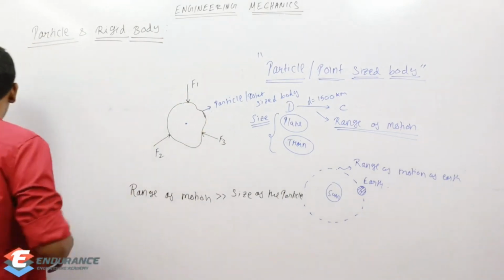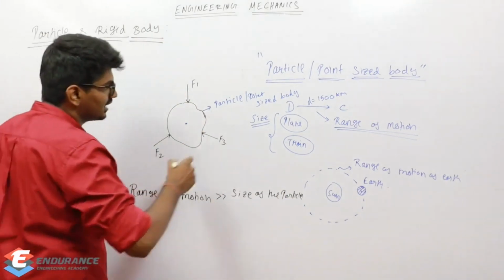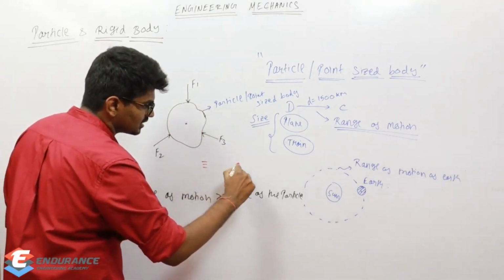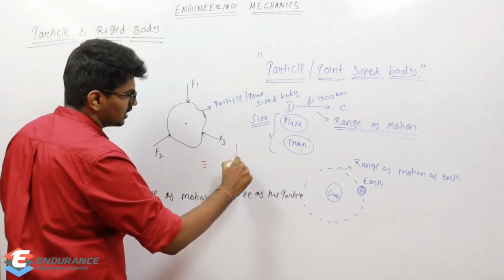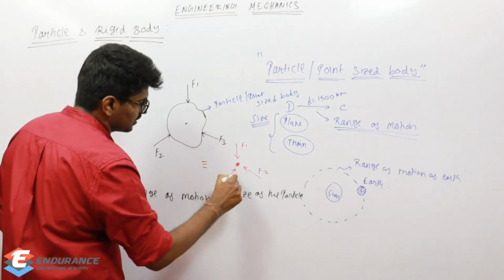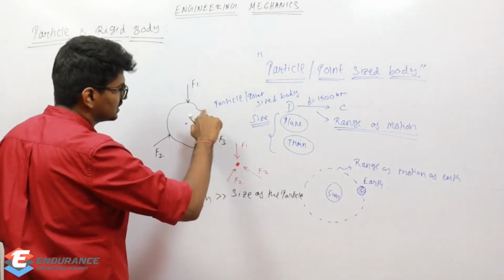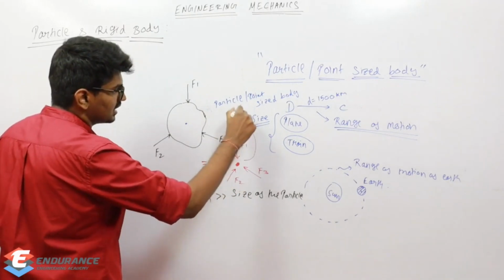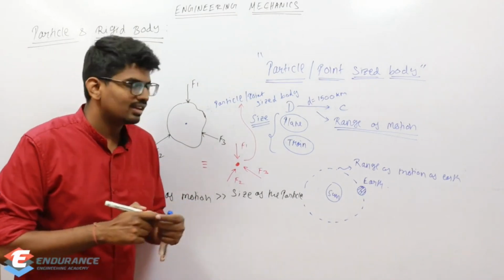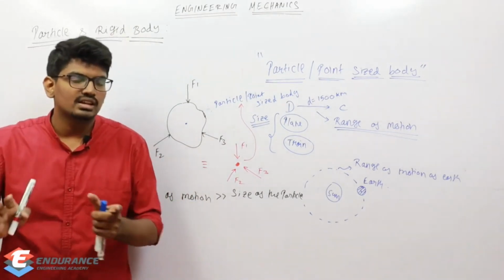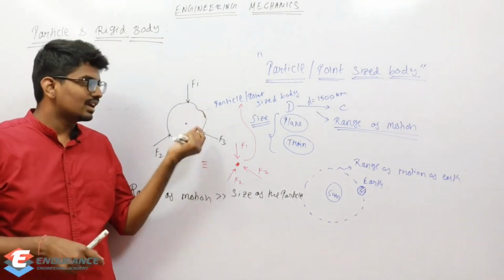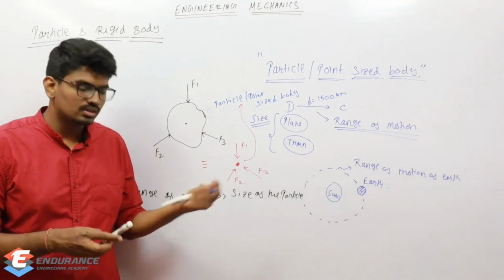If that happens, then instead of representing it like this, we can represent it just as a point, and I can represent all the forces acting on this particular point. So this is the actual body, but I am representing it as a particle or point-sized body. Now, an important point to note here: I am saying that we can treat it as a point, but can I take any point and say that I could represent this particular body like this? No, it is not.